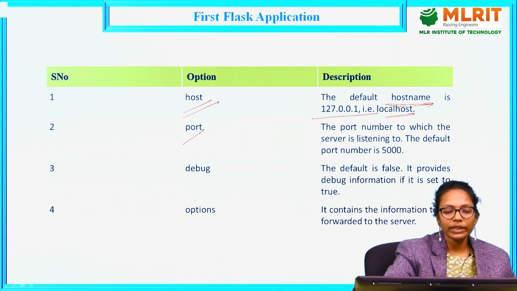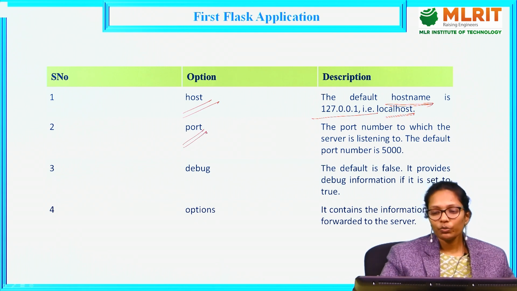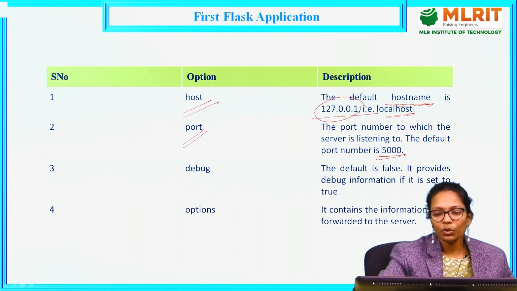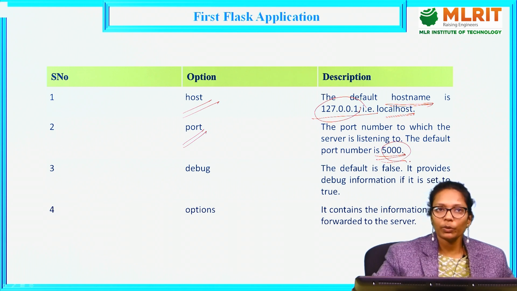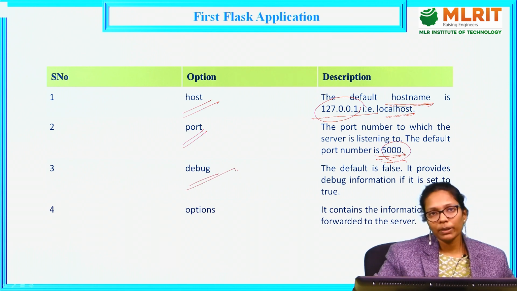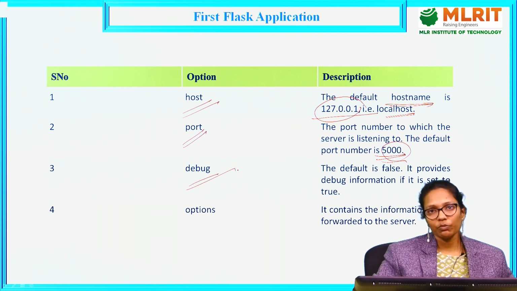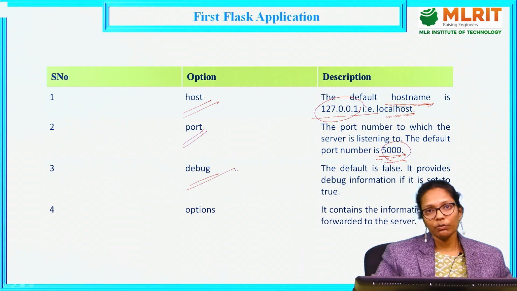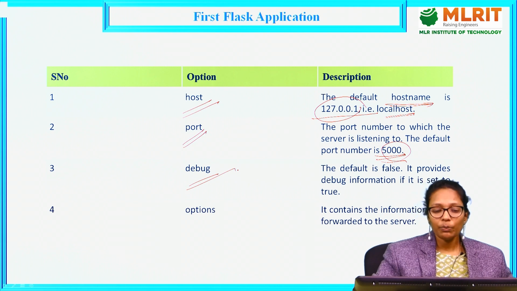Coming to the second parameter, port. For Flask, the port number is 5000. So this is the default localhost and this is the default port number for Flask. Coming to debug, by default the debug value is false. That means we don't get any debug information in the background by default. But if you make this debug value true, then we will get the debugging information also.